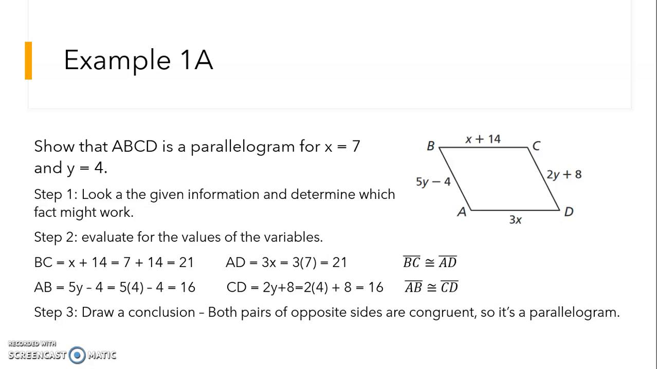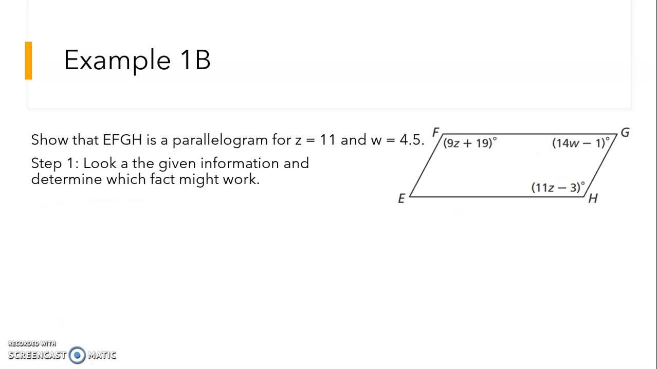Let's do another example. In example 1b, it says show that EFGH is a parallelogram for z equals 11 and w equals 4.5. So step 1, look at the given information and determine which fact might work. You're going to try to do step 2, put the numbers in and find values. And step 3, draw a conclusion. So pause the video, try and do all of the steps, and then press play to check your answer.